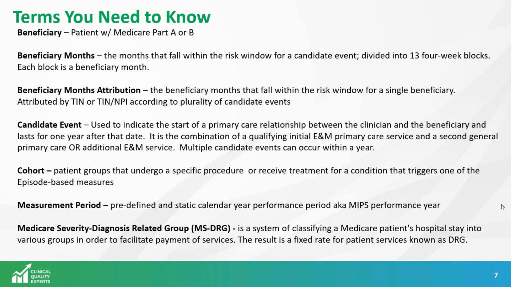The term cohort is used by episodic measures to identify a patient group when they undergo procedures or receive a treatment for one of the episode measures. So it's a way to identify patients undergoing a similar treatment. Then the measurement period, that is a misleading term. It's basically just the calendar year, but can also be thought of as the MIPS performance year.